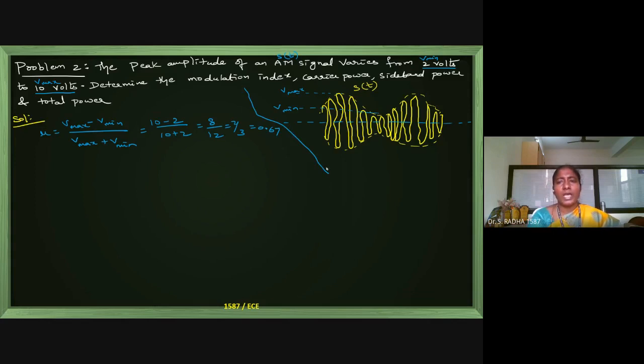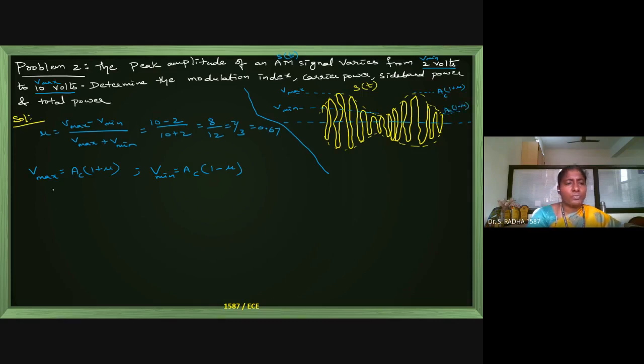Okay, now calculate the carrier power. And here we have one more thing which we can take as V max. We have another formula. V max is AC into 1 plus mu. Okay, V min means AC into 1 minus mu. AC is carrier amplitude. This maximum height is also AC into 1 plus mu, and this minimum height is AC into 1 minus mu. Okay, V max, V min.